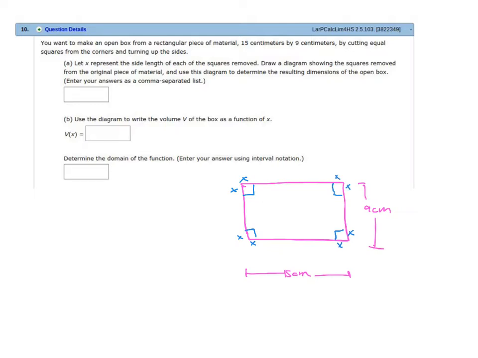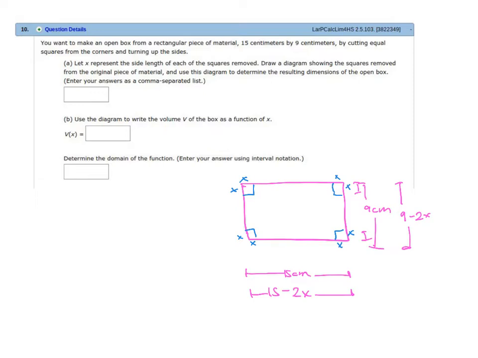So then how you figure out these sides is that this is 15 centimeters, but we have to subtract out the x's, so it's 15 minus 2x. That is actually the length of this side. Then this one we have to do the same thing. We have 9 minus 2x because we're subtracting out these x's here.